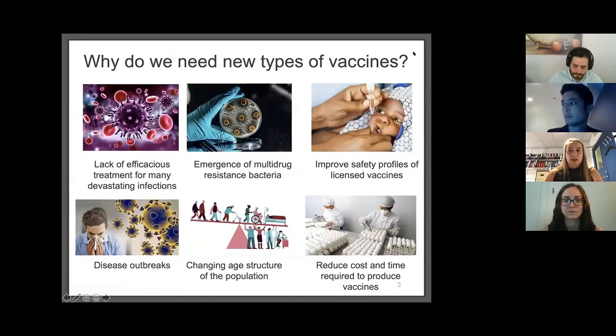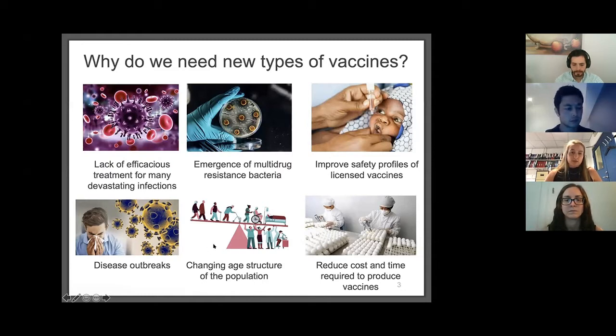So I just want to start off with a general view of why we need new types of vaccines. We obviously have lots of vaccines that already work. Some of these reasons include a lack of efficacious treatment for many devastating diseases, the emergence of multi-drug resistant bacteria. It's always good to be able to improve the safety profile of an already licensed vaccine. This one is obviously particularly near and dear to our heart right now, which is disease outbreaks.